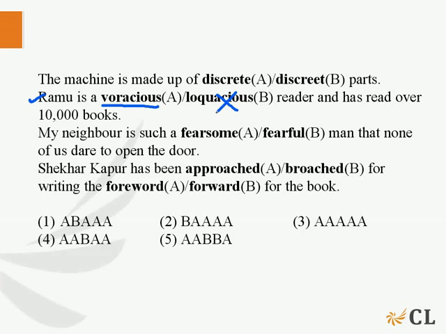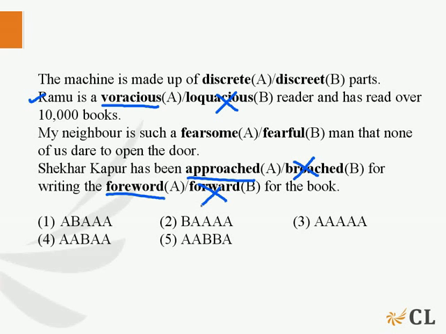Another sentence that we can examine is the last sentence where it talks about Shekhar Kapoor has been approached or broached for writing the foreword or the forward for the book. So Shekhar Kapoor has been approached. Broached can be eliminated easily because broach means to coax someone. So we obviously know that the foreword is what counts in the book and not forward, which means something to do with distance.